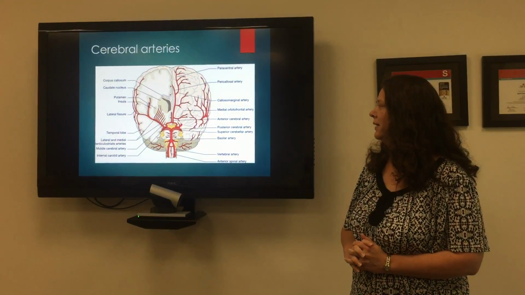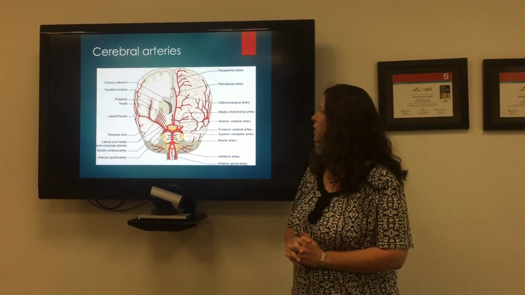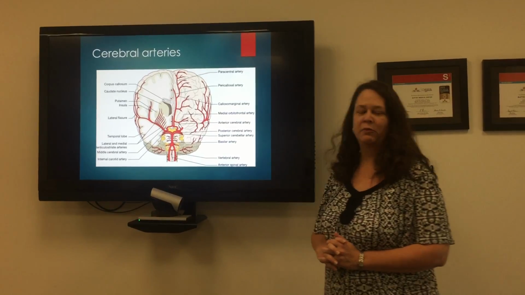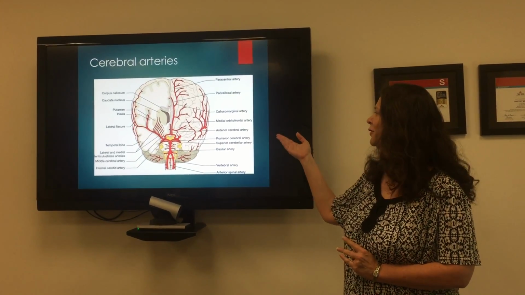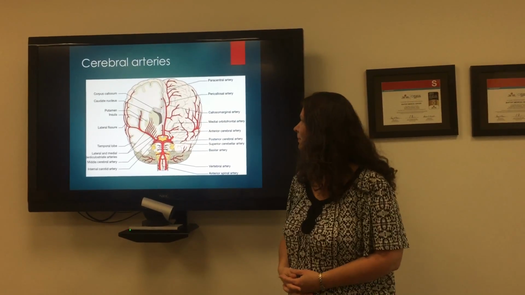And this is a picture of some of the cerebral arteries. So you see we have lots of opportunities to occlude some vessels. Okay.